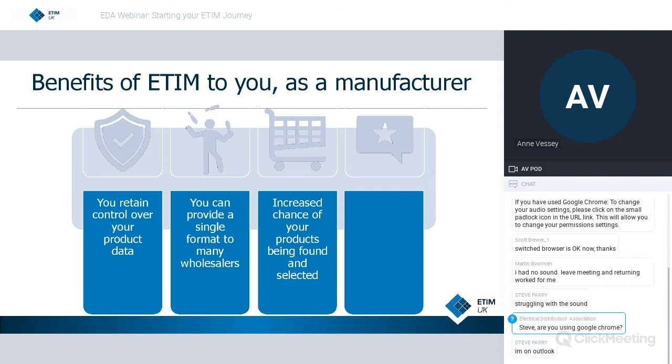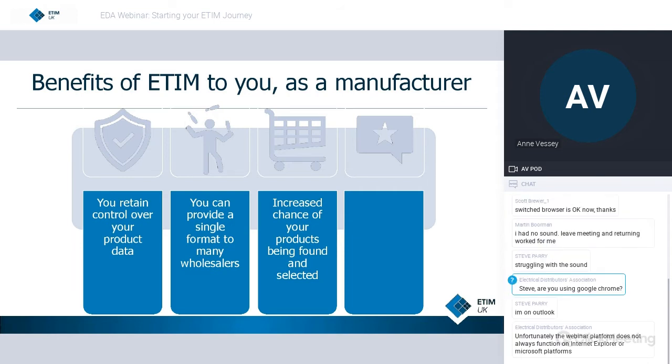There is an increased chance of your products being found and selected, because people have the technical information, the specification that they need to make a purchasing decision. And ultimately, that means an enhanced customer experience, because fewer products are returned, because people have found the right product for the right job for the first time round.